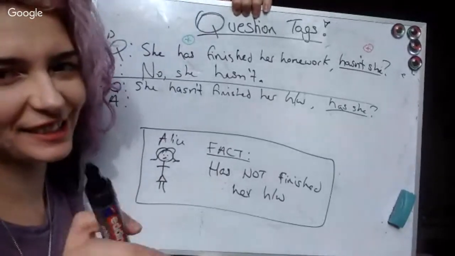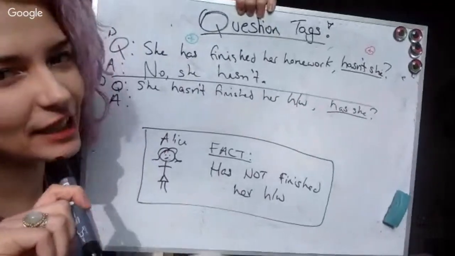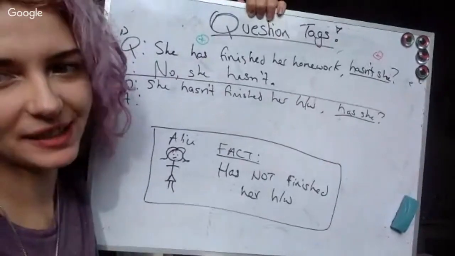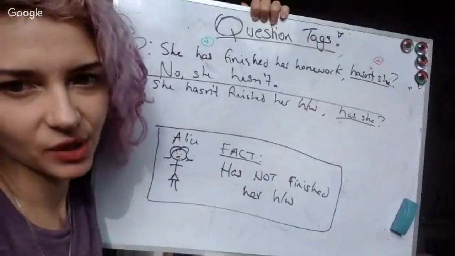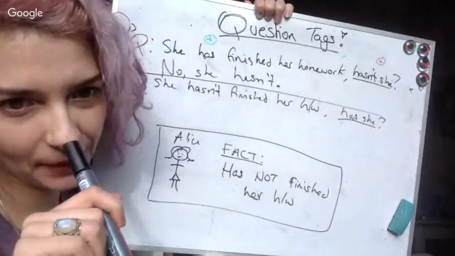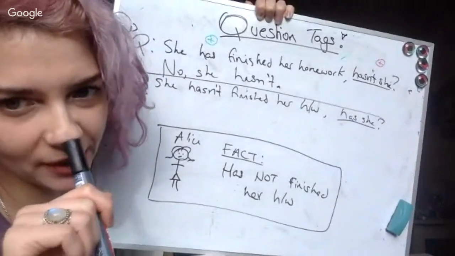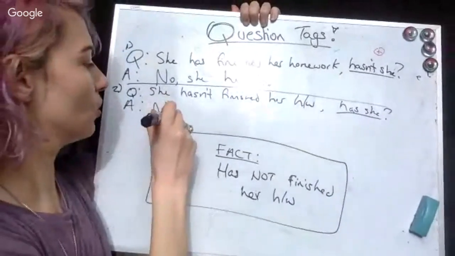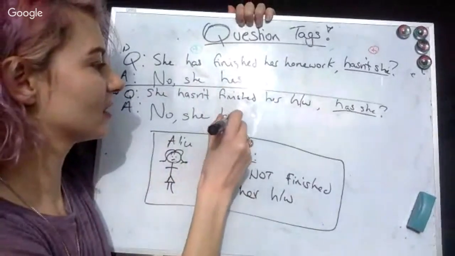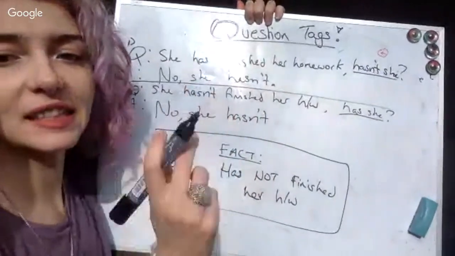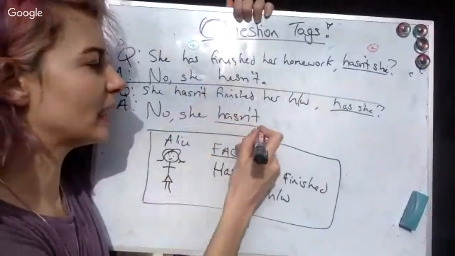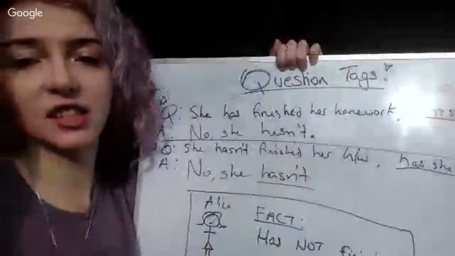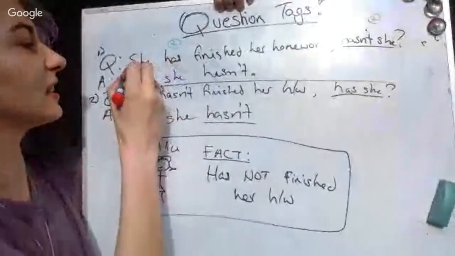Okay, so I can see some of you are still a little bit confused about this. If you were watching earlier, remember what I said before about this? Remember what I said before? Okay, so we've got one correct answer so far. Yeah, almost correct. Okay, so the correct answer is no, she hasn't. No, so remember, it stays the same. And usually we'll make the contraction again, because she has not finished her homework.